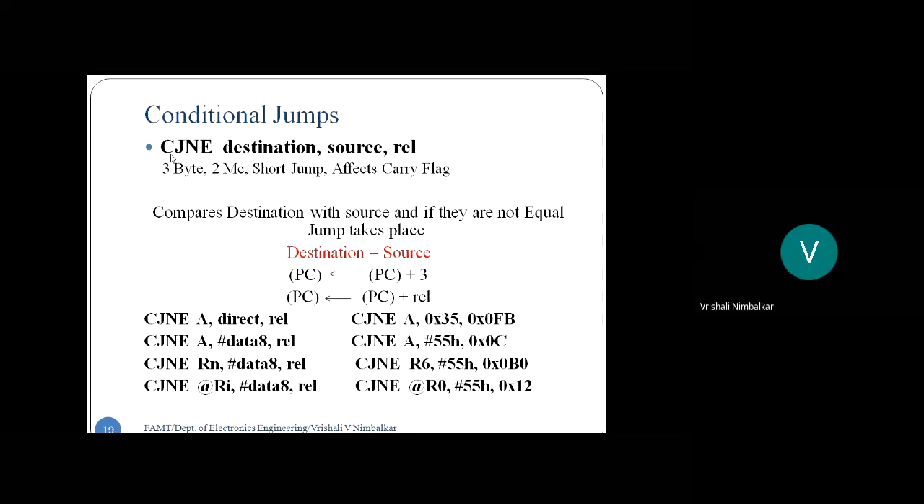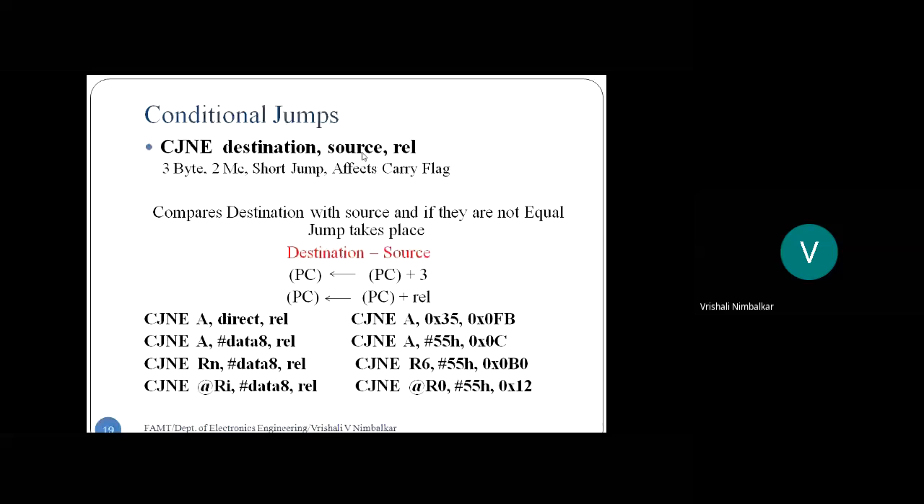So the instruction is compare and jump on not equal, and the format is CJNE: mention with whom you are comparing, destination, comma, source, comma, and mention where you are going to jump. That is a relative number. Just to revise, a relative number is a signed number, and if the condition is true, it says how far you are going to jump. So CJNE destination, source, rel. It is a 3-byte instruction, and all the jumps will require 2 machine cycles.